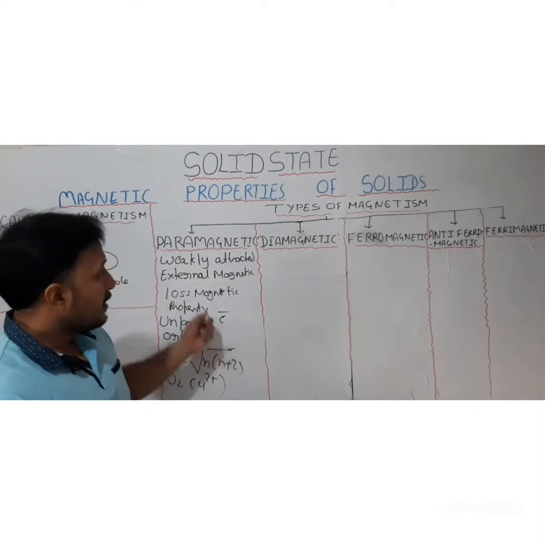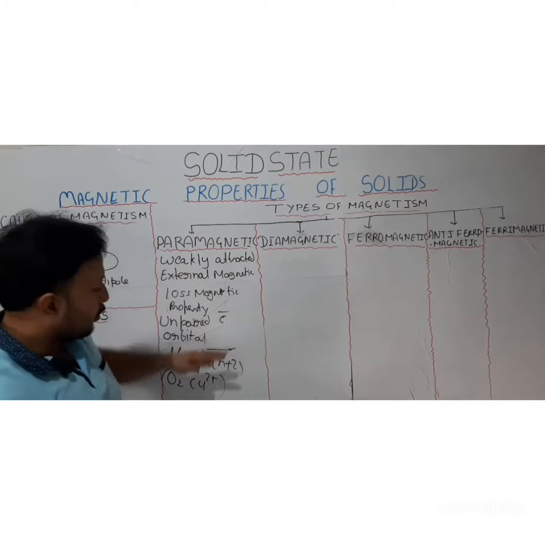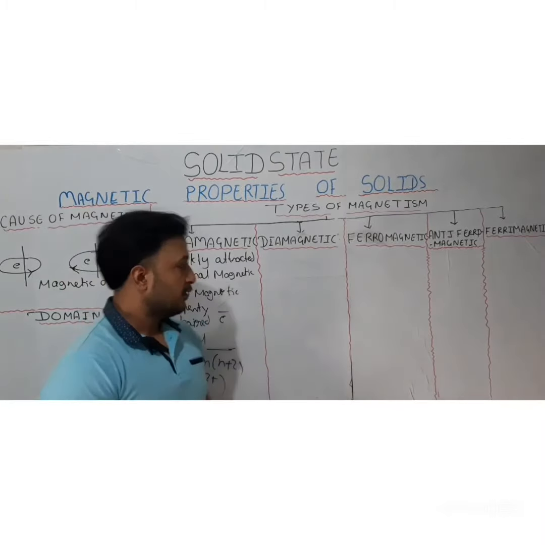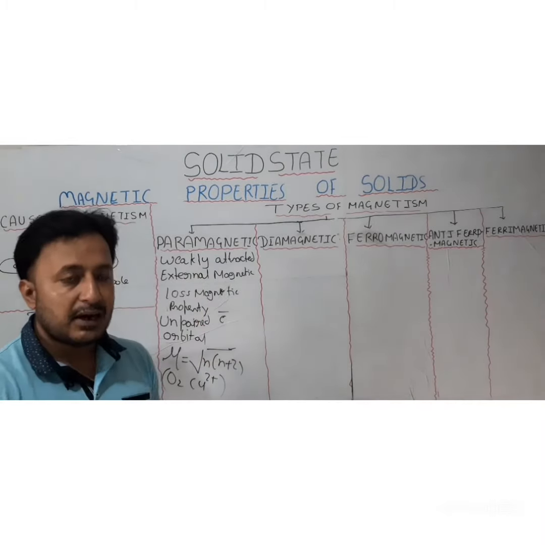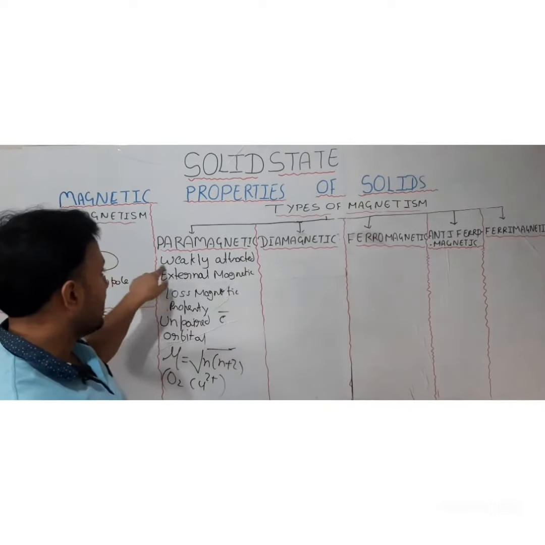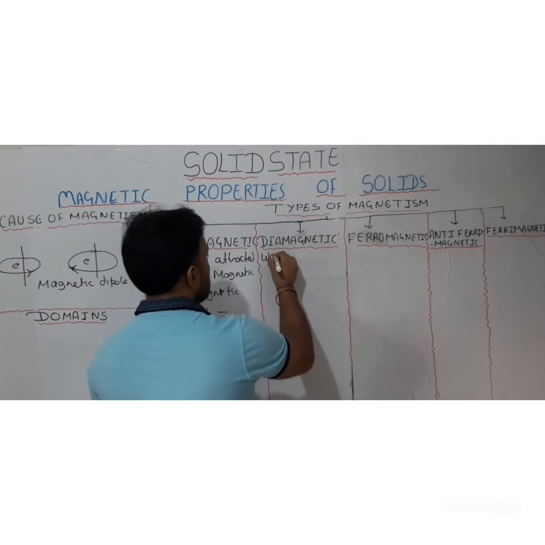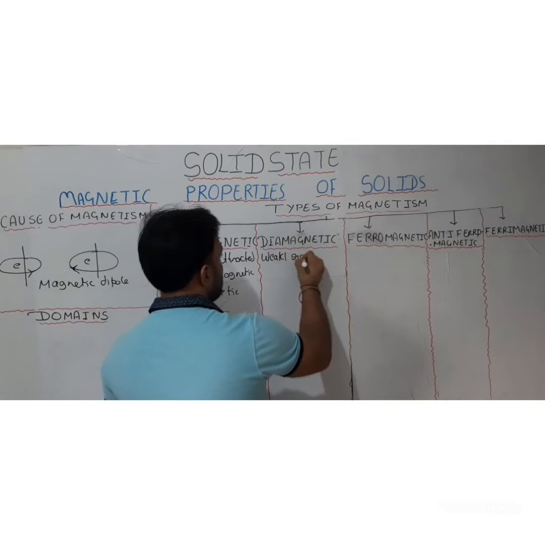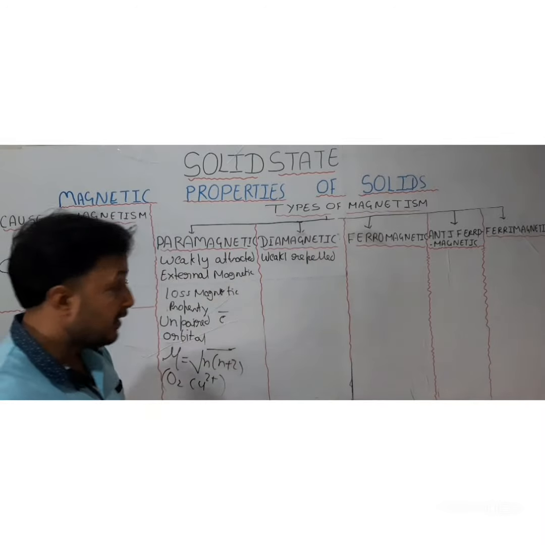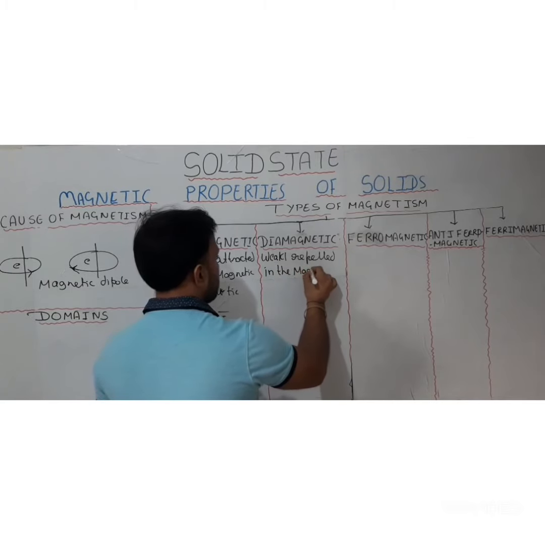Now we come to the diamagnetic substances. Diamagnetic substances are actually altogether the opposite of paramagnetic, so you can memorize it like that. Whatever properties the paramagnetic substances have, diamagnetic substances have the opposite. Paramagnetic substances are weakly attracted in the external magnetic field, so diamagnetic substances are going to be weakly repelled in the magnetic field.